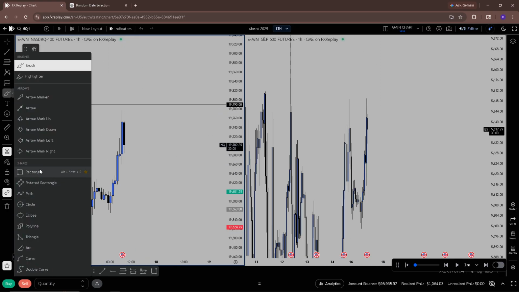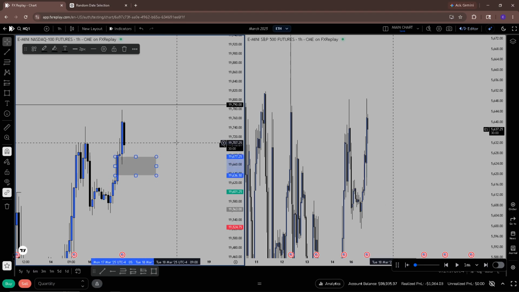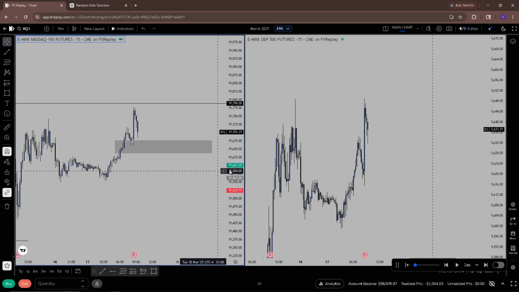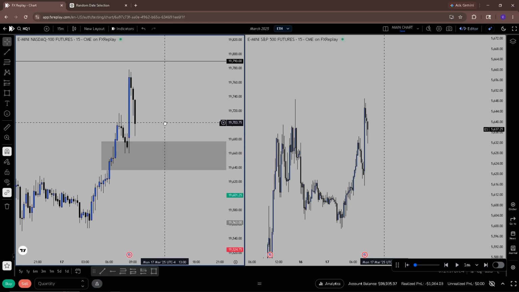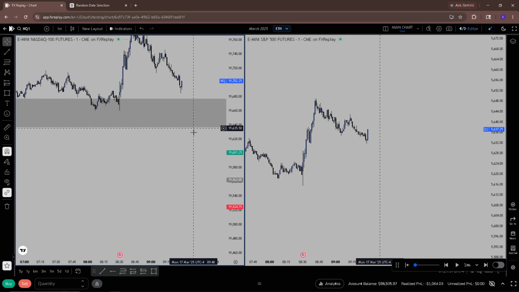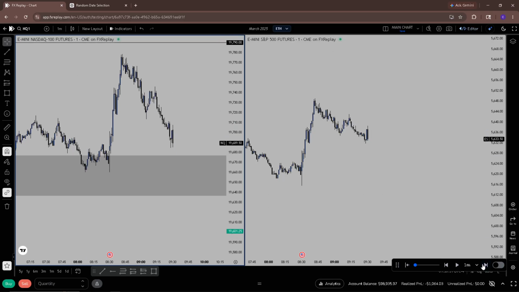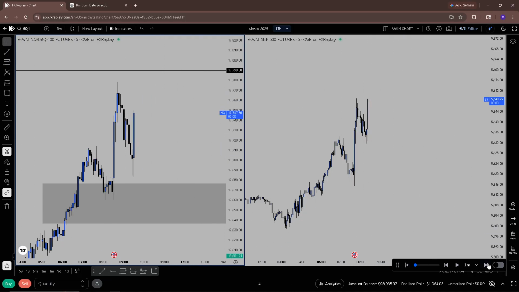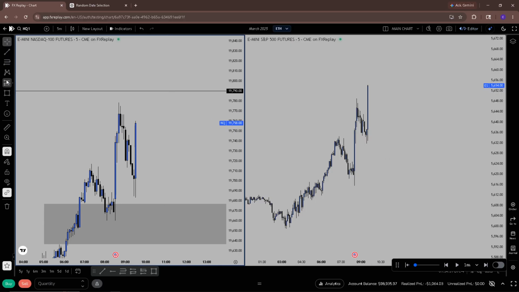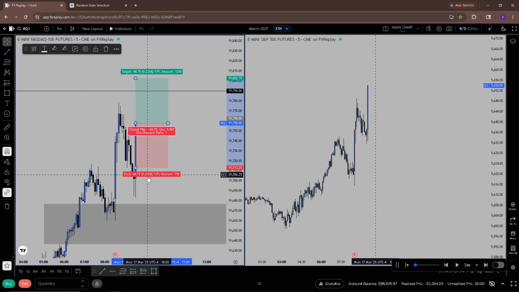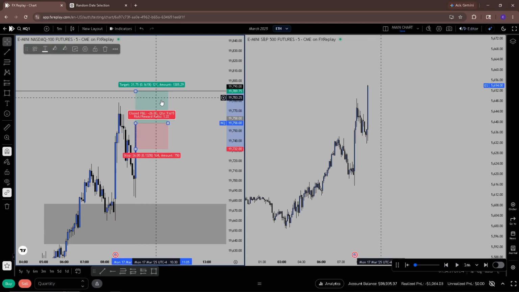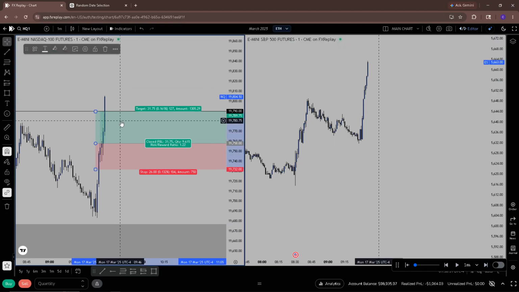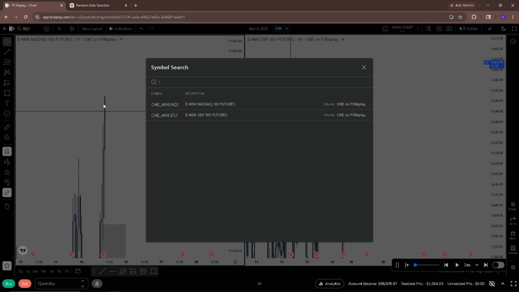Ideally, we get a push down here, sweep out this low inside this fair value gap, and give us a push to the upside here. That's really what I'd like to see. I mean, you could really just take this 5-minute long. Something like this. I'm not going to. But could. Yeah. Alright, we got the sweep there.